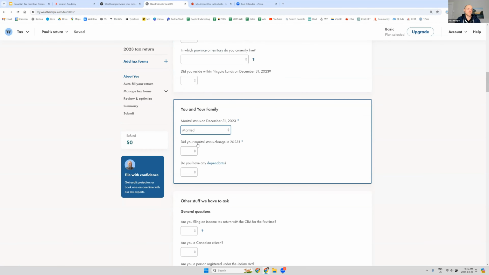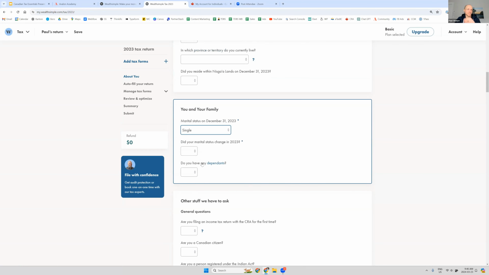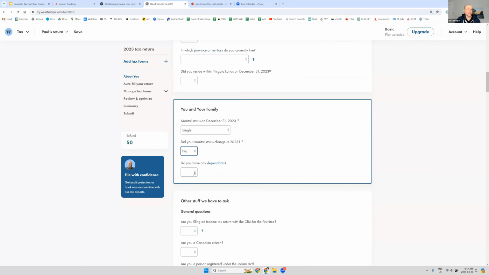Enter whether you're single or married. If you're married, it's going to ask you more questions and ask you if you want to file your spouse's return. Same with common law. I'm going to just say single in this case. Did your marital status change? Yes. The date of change? No, it doesn't ask you that. Did you have dependents? Yes, it's going to add more forms for you to fill out.